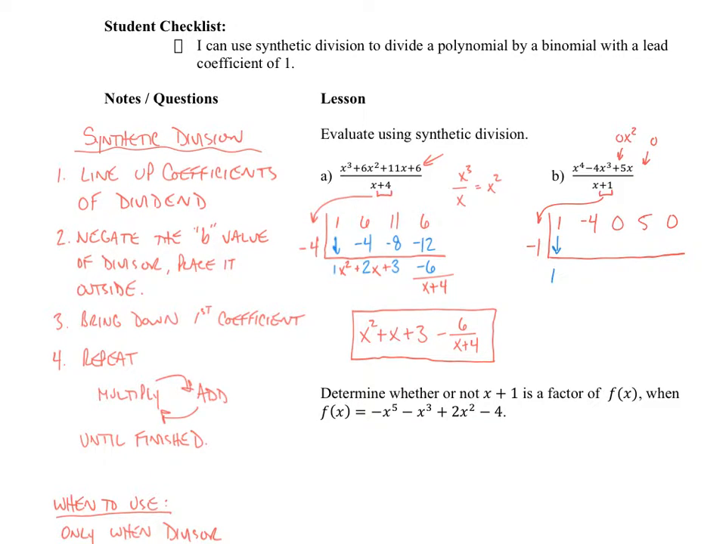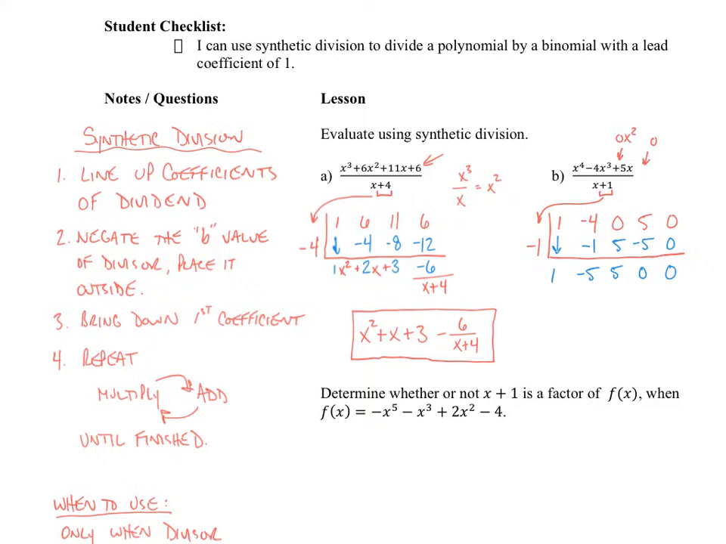Bring down the 1, and then I'm going to multiply 1 by -1. And then I'm going to add -4 and -1, and I'm going to multiply -5 and -1. Then I add, then I multiply, then I add, then I multiply, then I add.